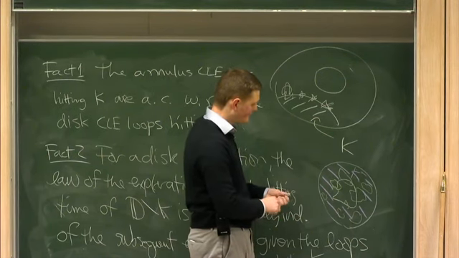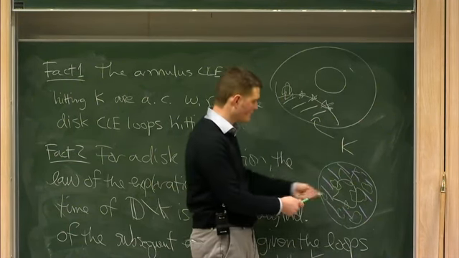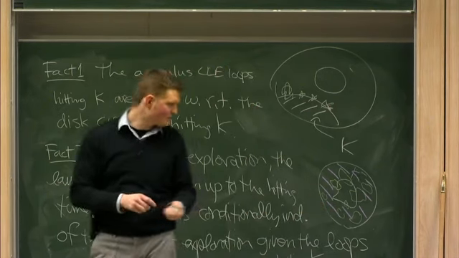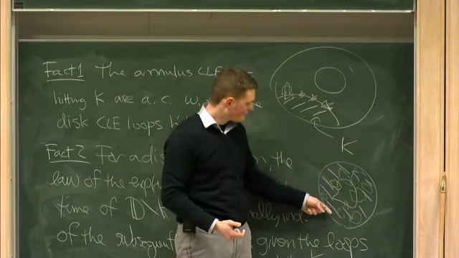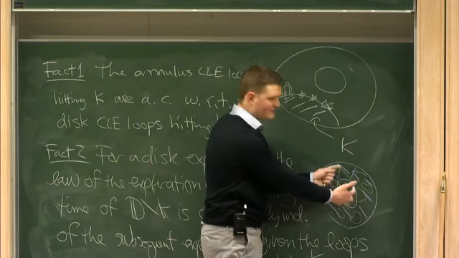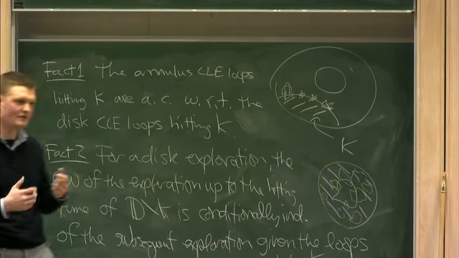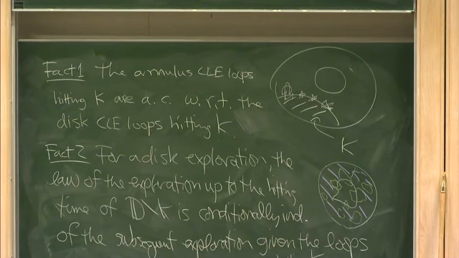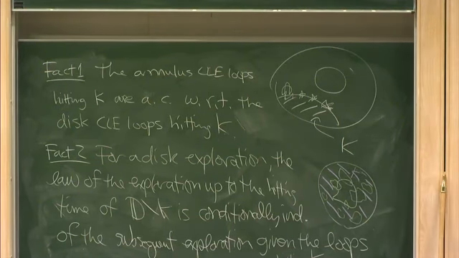And the point is that if you want to explore up until you hit K, then you don't really need to see what's inside. The proof is essentially trivial from the definition, because one way to sample the exploration process is to first explore until you hit K, then sample the rest of the loops inside, and then keep exploring. Right, and then it's straightforward. The point of all this is just to get an exploration process in an annular region that goes all the way up to the inner boundary.